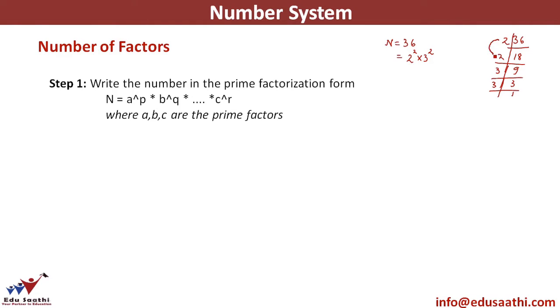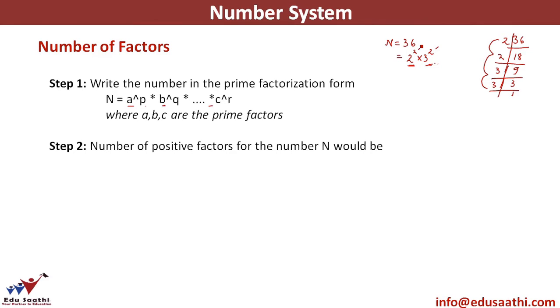So basically it is 2 into 2 into 3 into 3, which can be combined as 2 square into 3 square. Here a, b, c are the prime factors that we have. If you look, 2 and 3 are the prime factors raised to some power. So these are the powers that we have. So this is the first step that I need to do when I am writing out factors of any number.